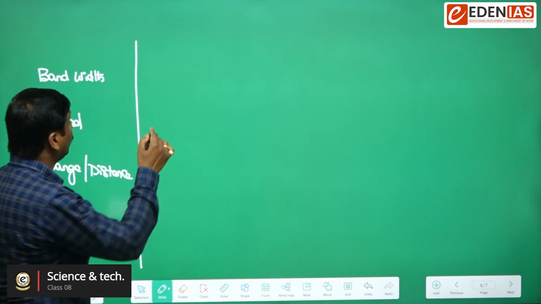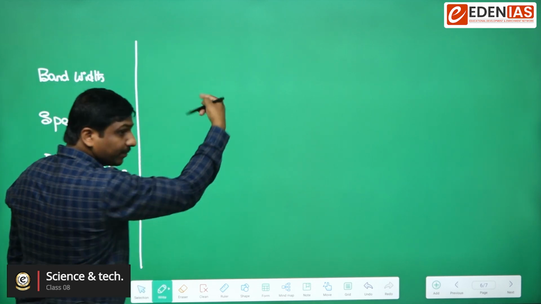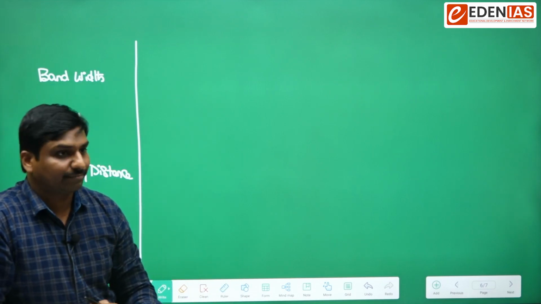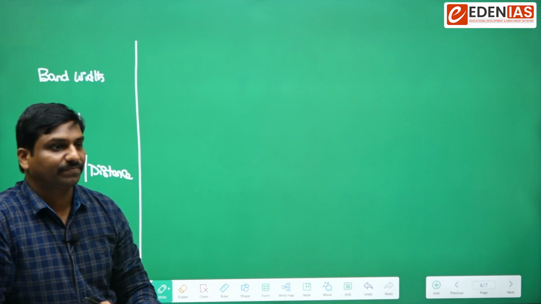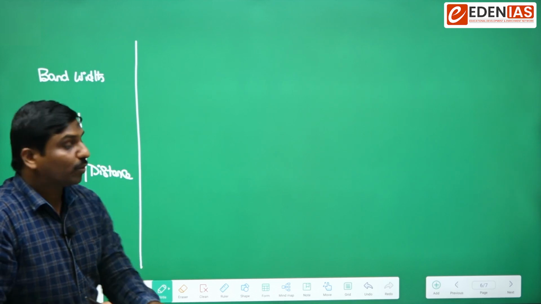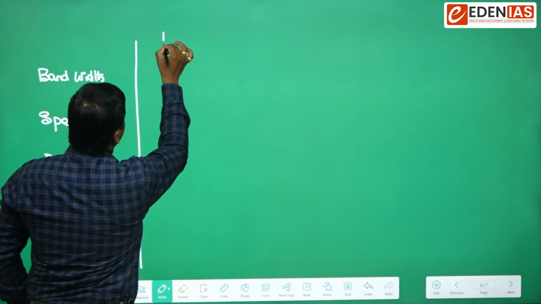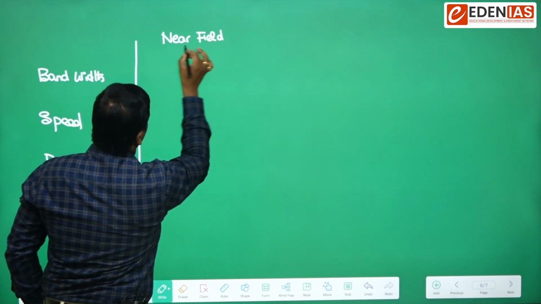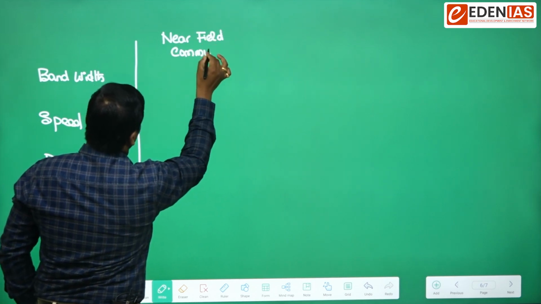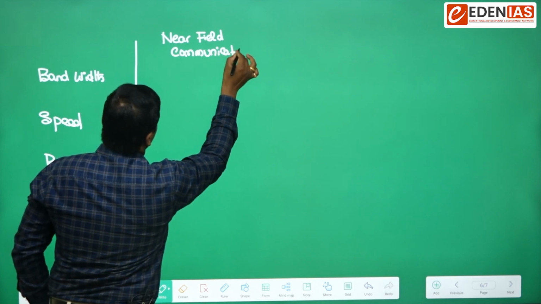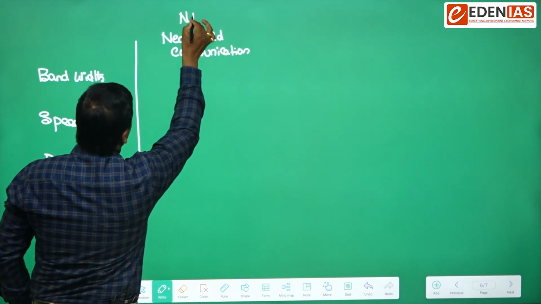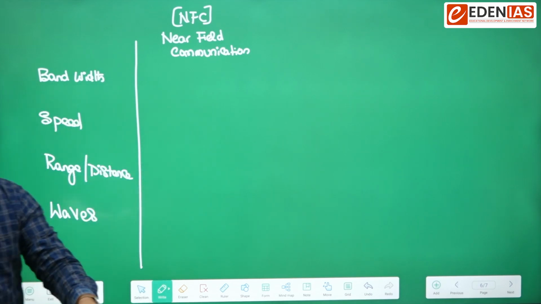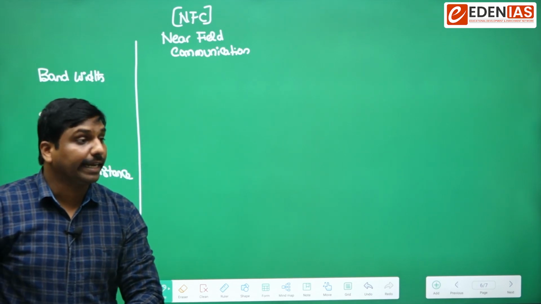If you see, first we look at Bluetooth, and before this we can have near field communication. Have you heard about NFC? There is something called near field communication. In simple fashion, we will call it NFC. So first, let us discuss NFC.